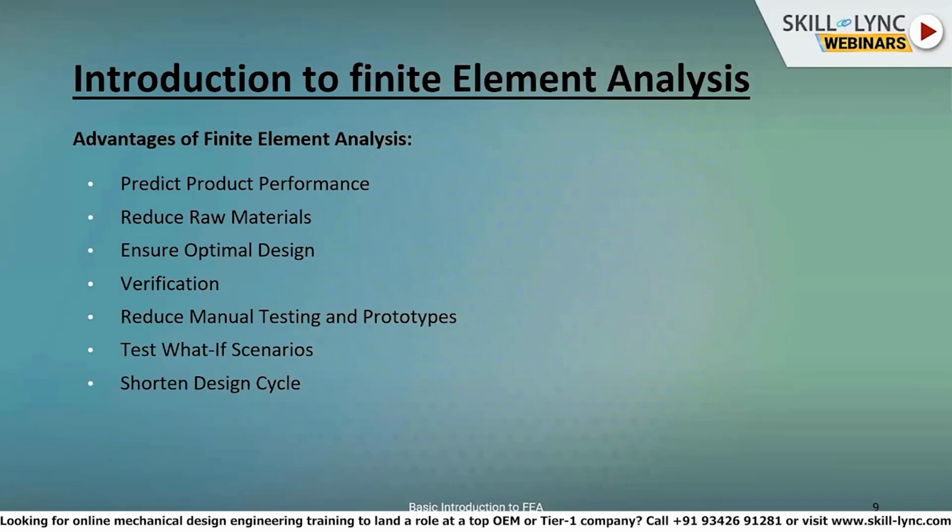Ensure optimal design, best possible design. By using the FEA, we can give the optimal design. Then we can use this method for verification purposes. It reduces manual testing and prototyping time because it cuts down on the number of design iterations which you would otherwise need to build the prototype. So you're saving a lot of time and cost, and you're giving the quick solution by using this method. This is the what-if scenario.